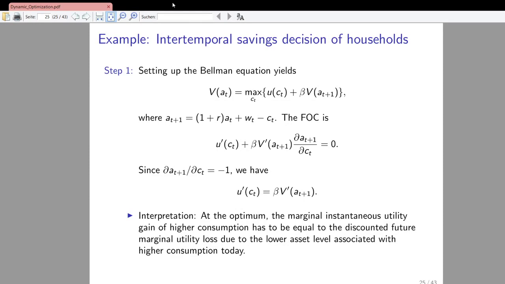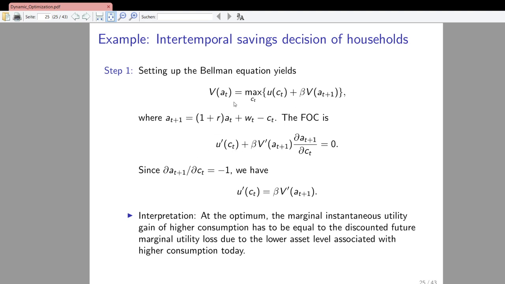Now the first step in solving this intertemporal savings decision is to set up the Bellman equation. That's the value function today with assets at time t, which is to maximize instantaneous utility by choosing consumption c_t, given that we have future optimal choices with assets from time t+1 onwards. Now assets at time t+1 onwards are determined by the asset accumulation equation that we had on the previous slide, so the dynamic constraint.